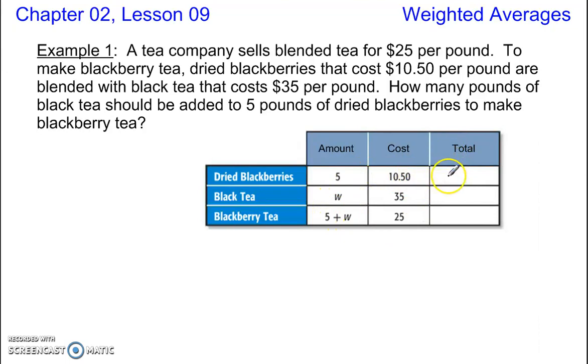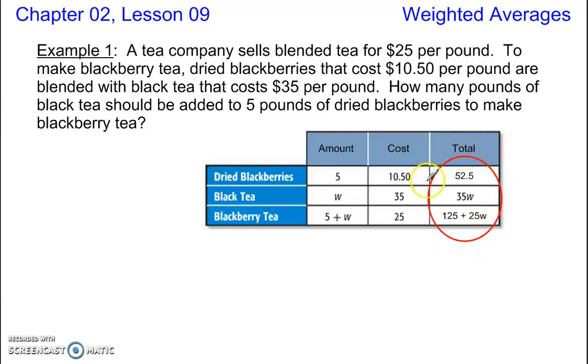And then we can figure out the total cost. The cost here, we have 5 times the 10.50, and then W times 35, which is 35W, and here we have to do 5 plus W times the 25. Okay, evaluate this. We get 52.5. Do the distributive property, 25 times 5 and 25 times W. We get 125 plus 25W.